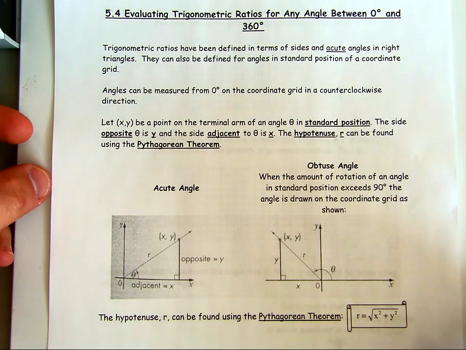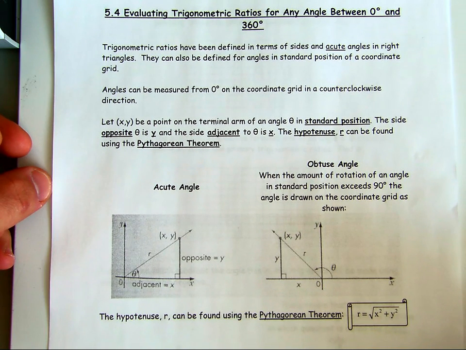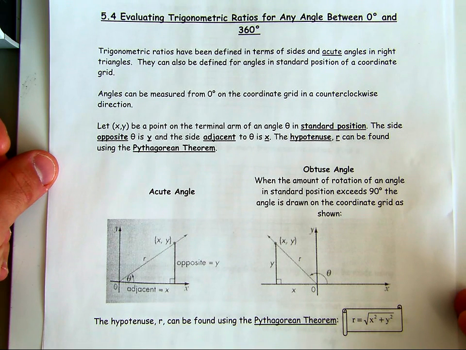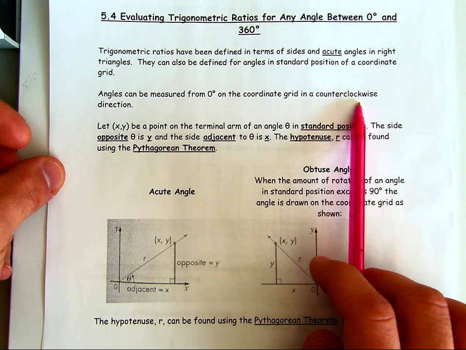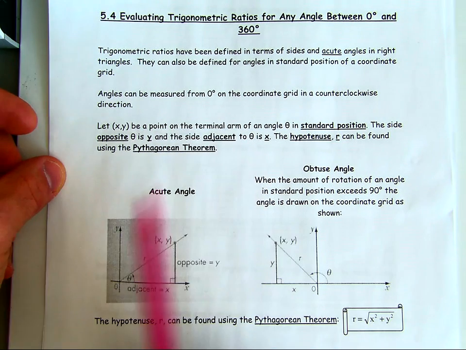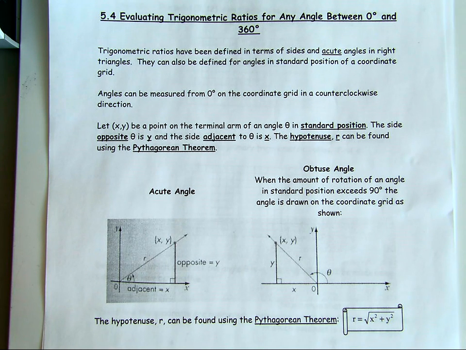So it says trigonometric ratios have been defined in terms of sides and acute angles in right triangles. They can also be defined for angles in standard position of a coordinate grid. Angles can be measured from 0 degrees on a coordinate grid in a counterclockwise direction. Let (x, y) be a point on the terminal arm of an angle theta in standard position. The side opposite theta is y and the side adjacent to theta is x. The hypotenuse r can be found by using the Pythagorean Theorem.